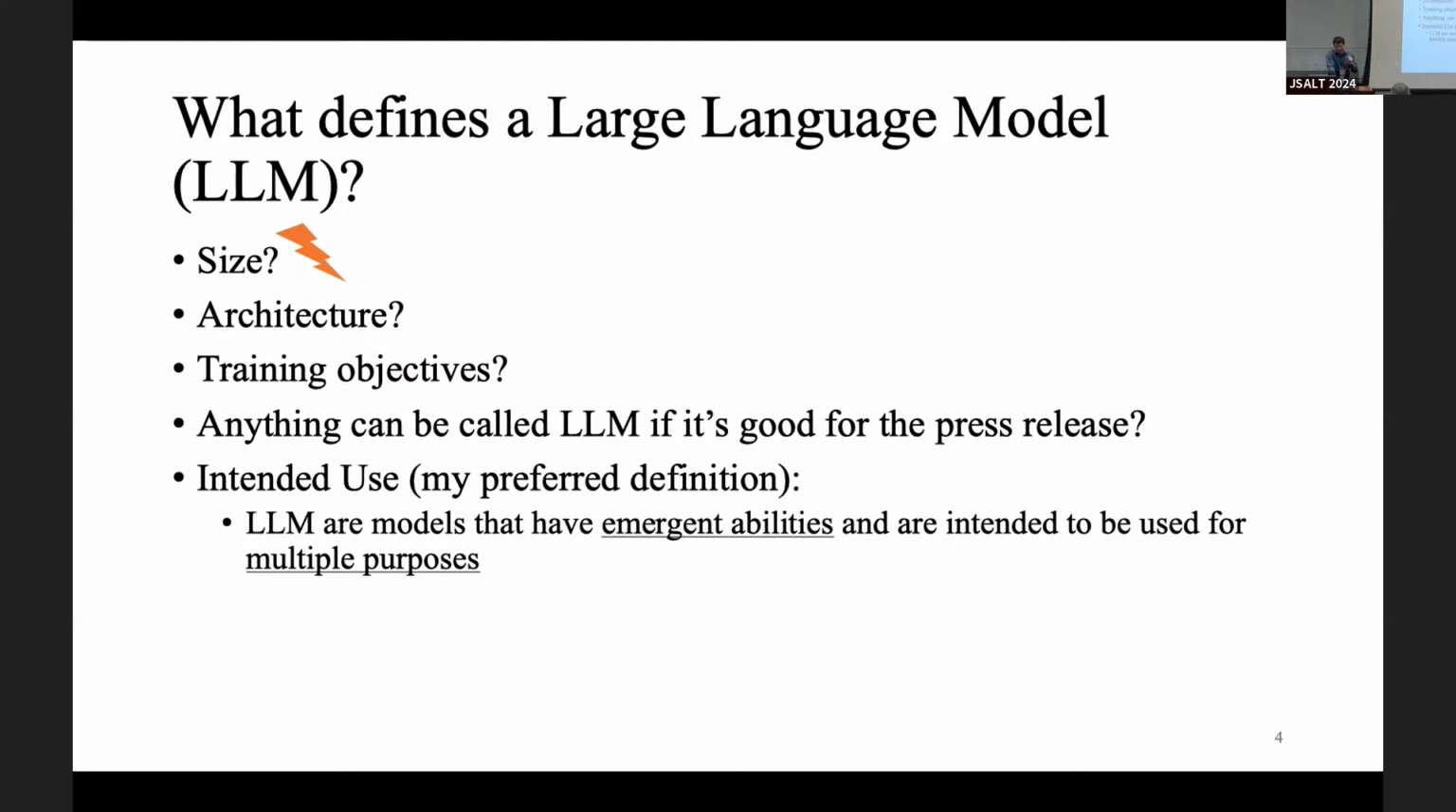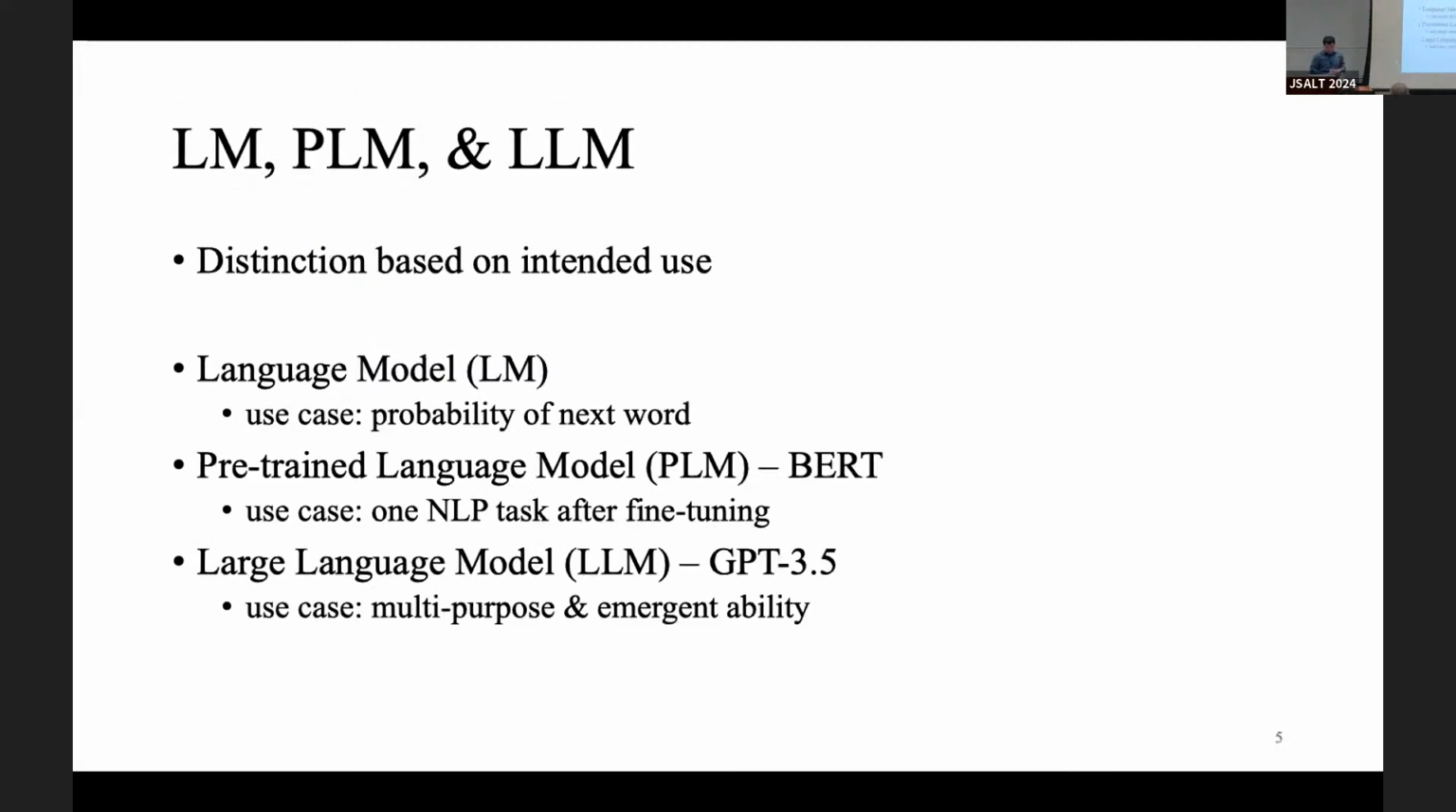And the intended use is that these are models intended to be used for their emergent abilities and also have multiple purposes. I'll talk about this in more detail later, but that's my definition of what an LLM is. Now this could be different from other people, so just take note of that. Okay, so now I'll go through a few things to try to make this definition clear.